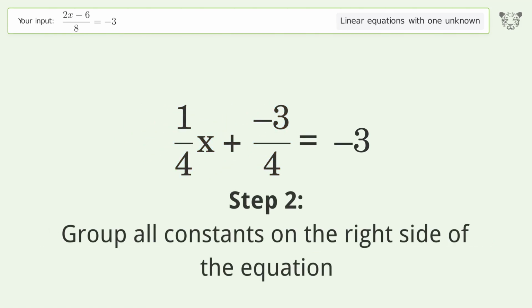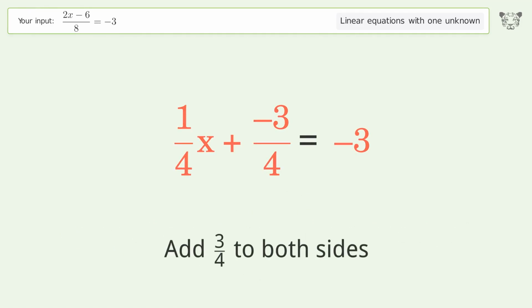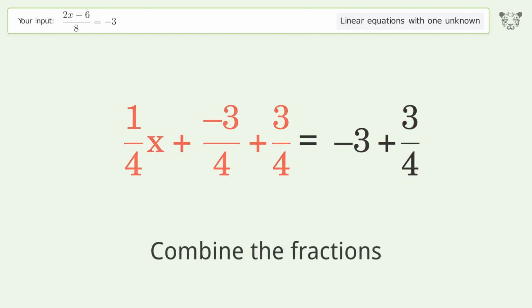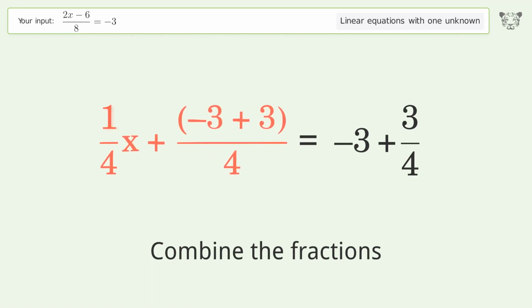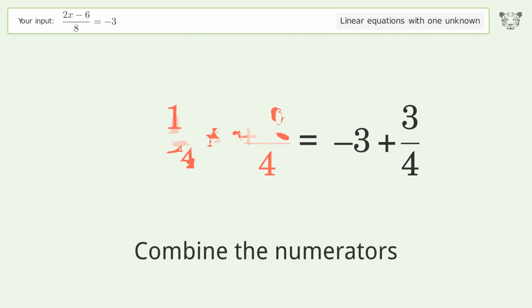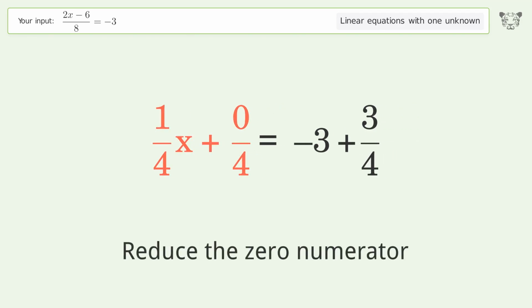Group all constants on the right side of the equation. Add 3/4 to both sides. Combine the fractions. Combine the numerators. Reduce the zero numerator.